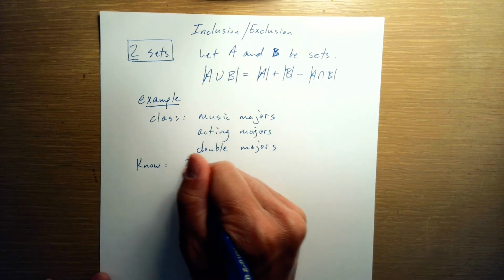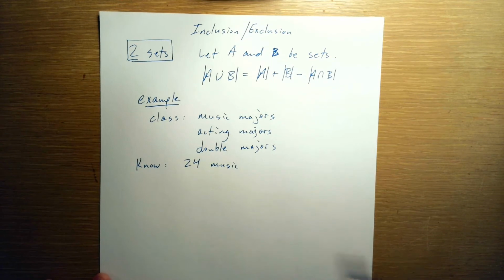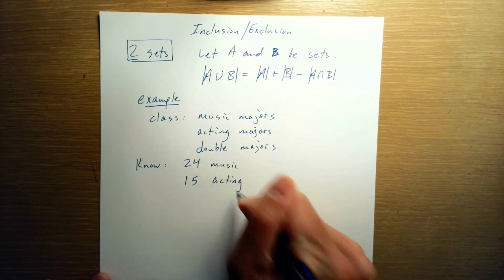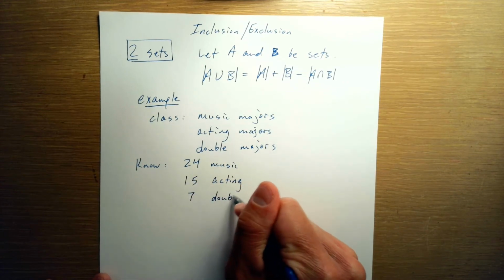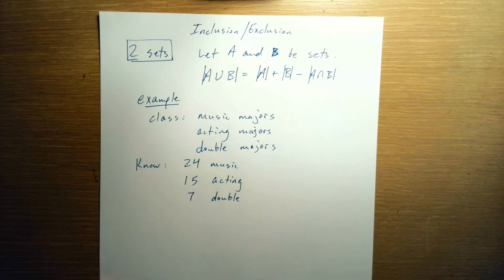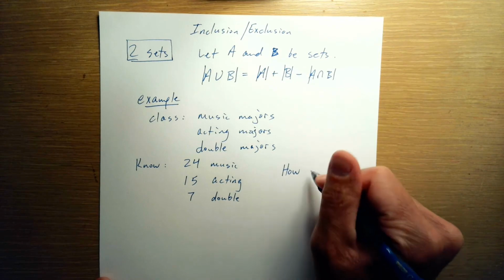You know that there are 24 music majors. And you know that there are 15 acting majors. And you know 7 people are double. And notice I'm not saying music only and acting only. These are just people that say that they are music majors. But just by saying that you're a music major doesn't mean you're not an acting major. And 7 are double majors. So our question is, how many students are in the class?